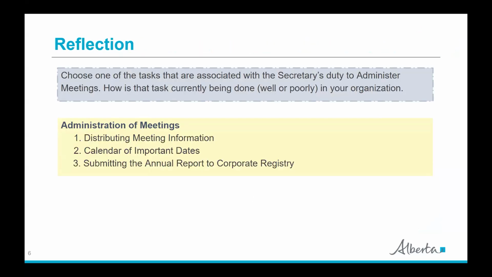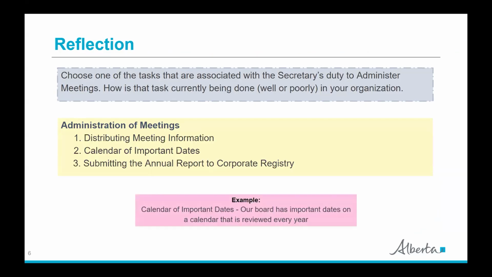Now let's think about a few actions that are connected to the administration of meetings that we just chatted about. Things like distributing meeting information, calendar of important dates, submitting the annual return to corporate registry. Now, choose one of the tasks that are associated with the secretary's duty to administer meetings that you see on the screen and describe at least one aspect of how that is currently done in your organization.